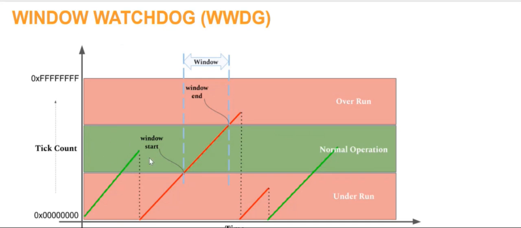In that window WatchDog, this arrow here is the window refresh start time, and this is the window refresh end time, and all refreshes should happen within this 5 millisecond to 8 millisecond window, not below, and not after 10 millisecond. Otherwise, it will send a reset signal to the CPU. So this kind of WatchDog architecture is called window WatchDog.